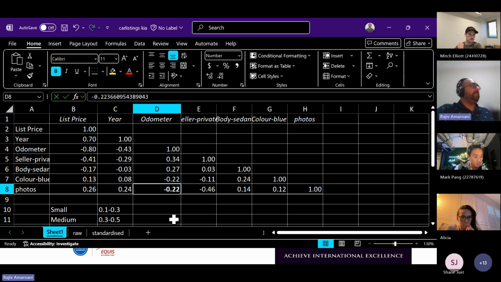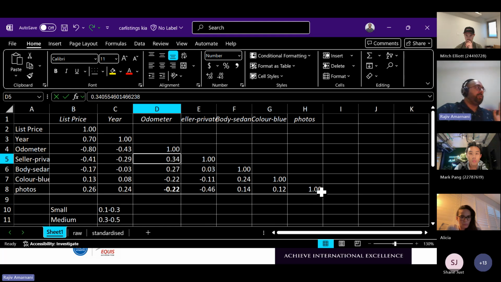We can look at private sellers. So cars with more on the odometer are more likely to be sold by a private seller than not. The correlation is roughly medium and positive. Are you getting the idea here? You're looking at the patterns.